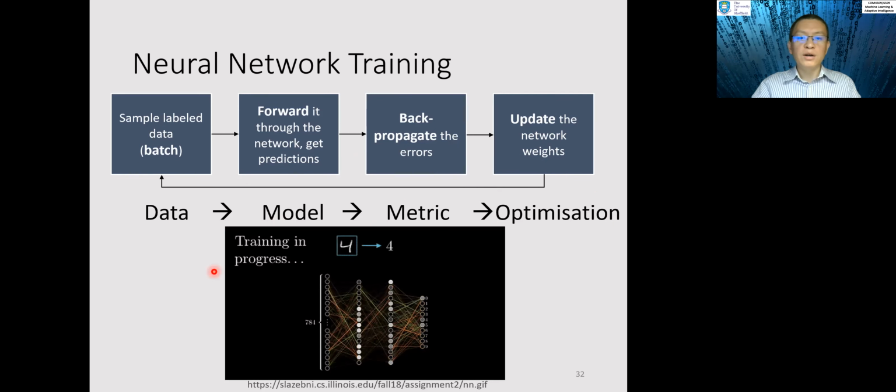And here is a nice illustration of the training process for the digit classification problem. Here there are 10 units, 10 neurons, for the 10 classes of digits. And basically, we need to do many iterations to adjust, to update the weights, so that we can achieve a good prediction accuracy.